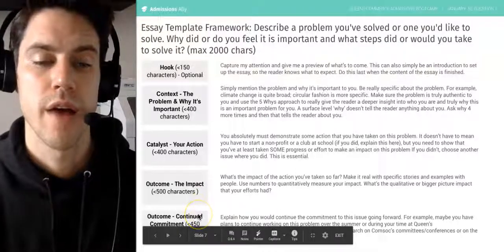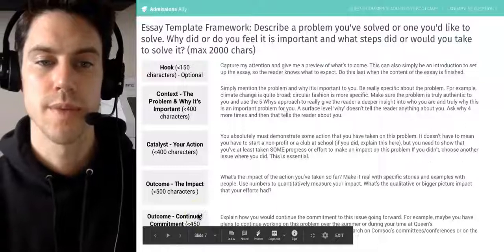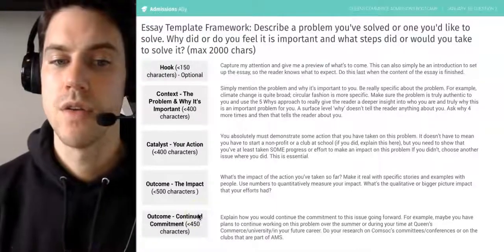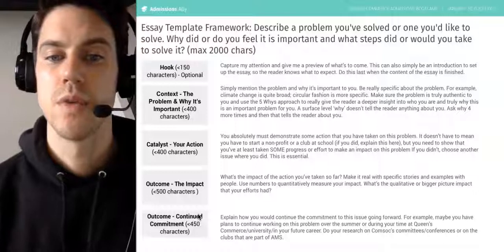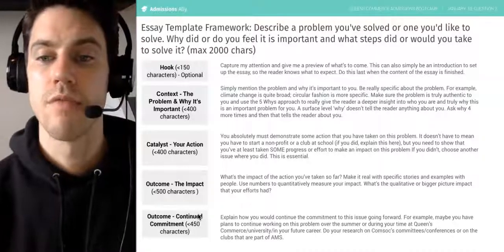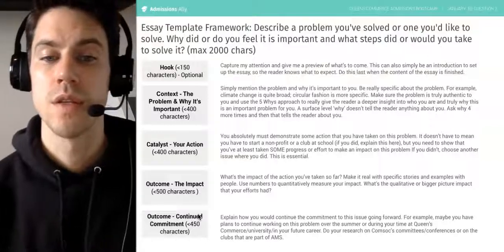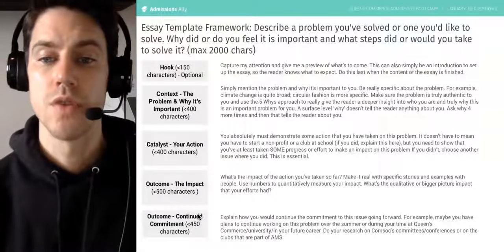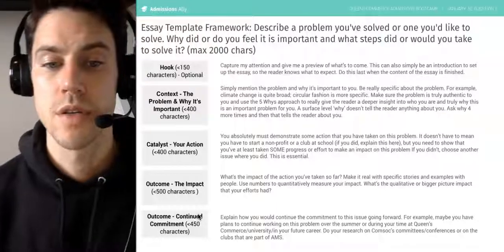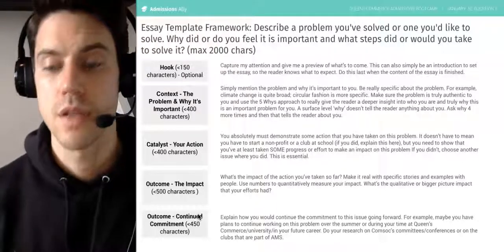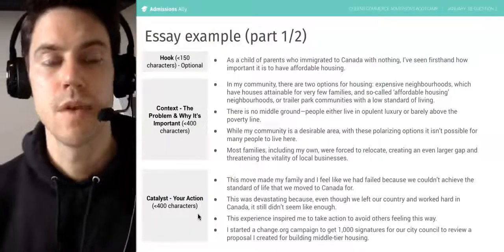And then the last paragraph is approximately 450 characters, and that's a continued commitment. So explain how you would continue the impact of this problem going forward. Maybe you have plans to continue working on the problem over the summer or during your time at Queen's or in your future career. You can do research on ComSoc's committees, conferences, or clubs that are part of the AMS to demonstrate this. So here's the example that we look at.